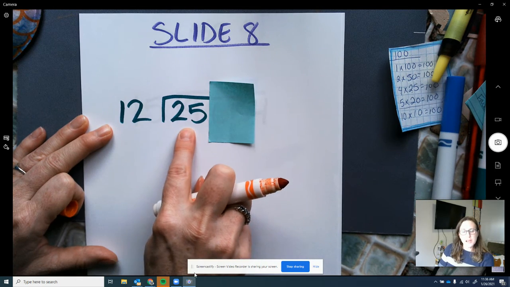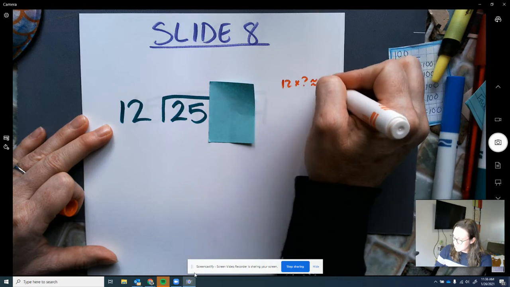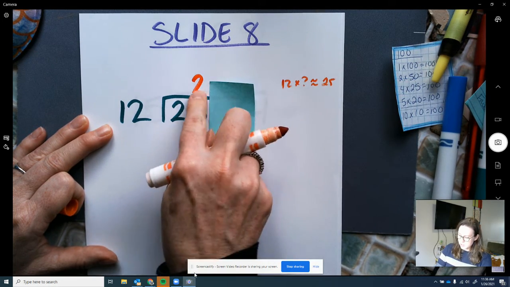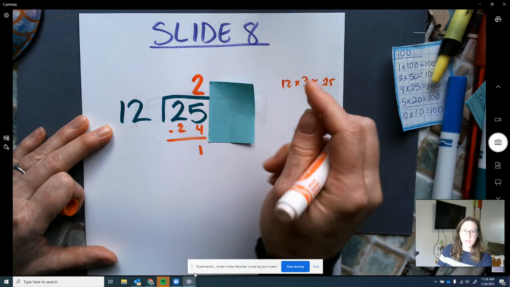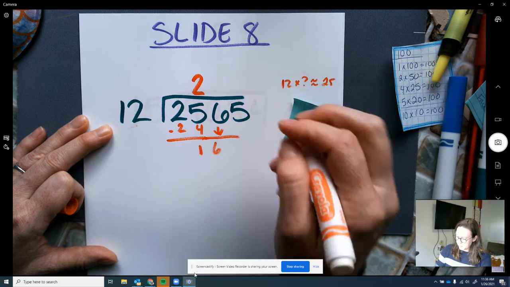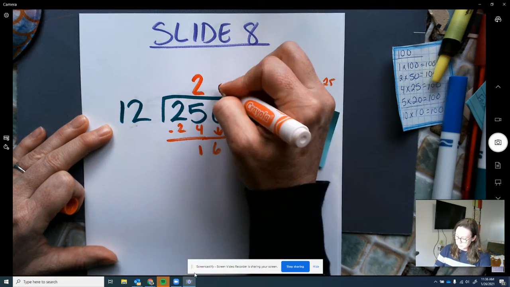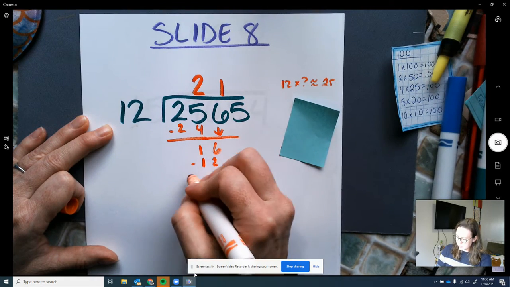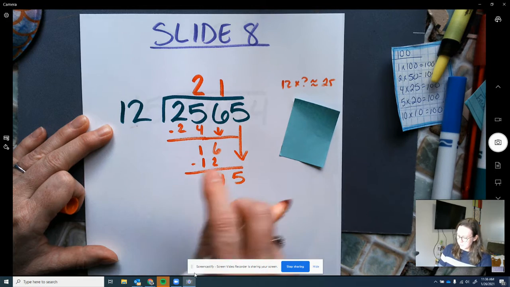12 goes into 25. 12 times what gets us close to 25? Well, 12 times 2 gets us really close because 12 times 2 is 24. I'm going to subtract that. I have 1 left. I'm going to bring down my 6. How many times does 12 go into 16? 1 time, because 12 times 1 is 12. I'm going to subtract that. I have 4 left. I'm going to bring down my 5.